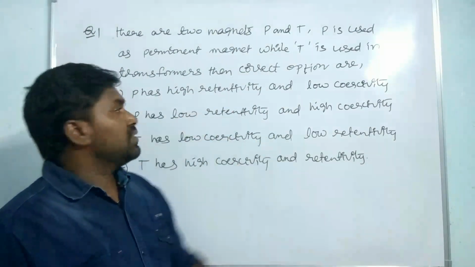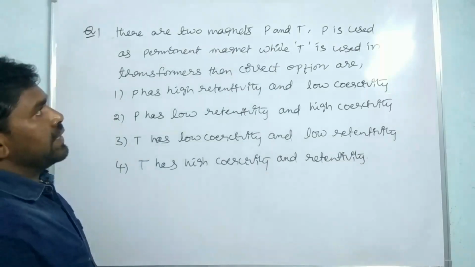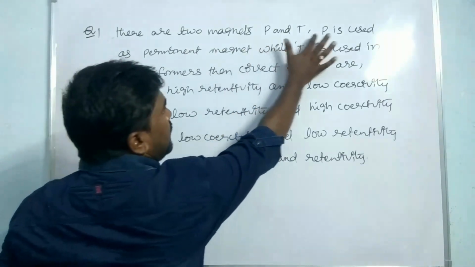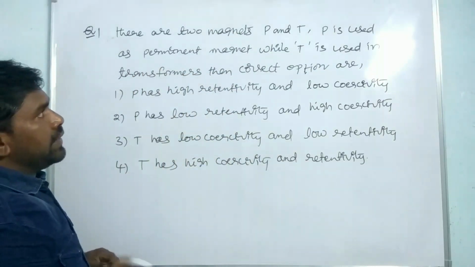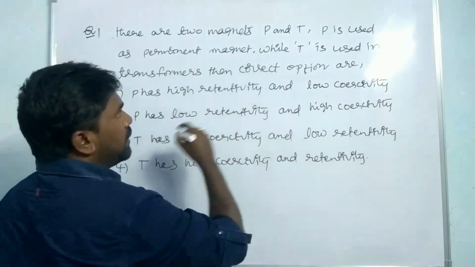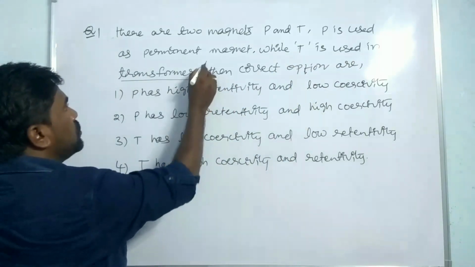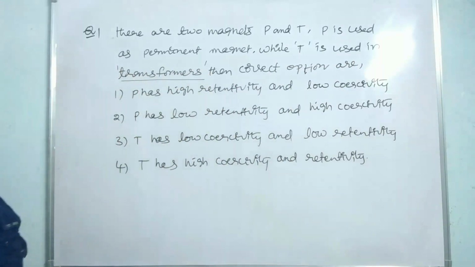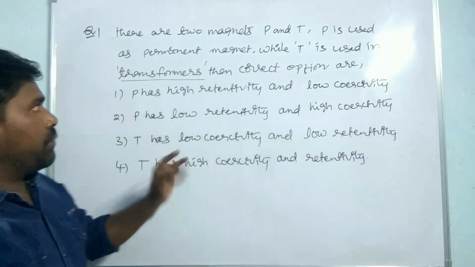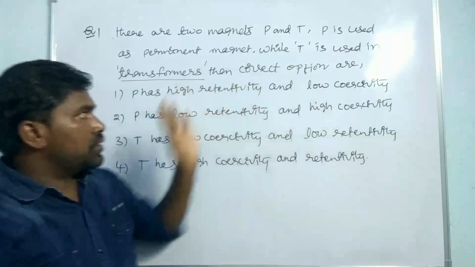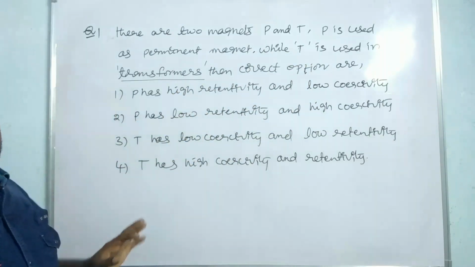Here there was a question: there are two magnets P and T. P is used as a permanent magnet while T is used in transformers. Knowing which type of magnet is used in transformers is very important. So what are the correct options among these four?